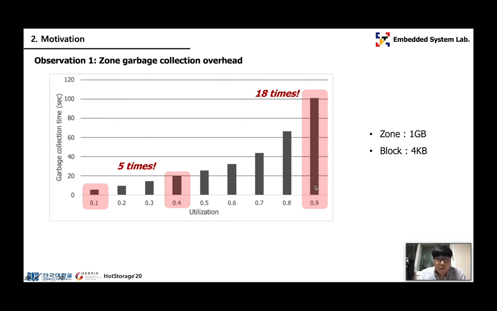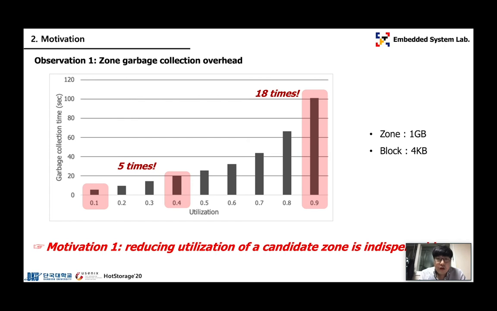Even though we can hide this overhead using various techniques such as background GC and preemption, this time is still too big. This is because the zone size is much larger than the traditional segment for garbage collection. In other words, reducing the utilization of a candidate zone is indispensable in ZNS SSD.